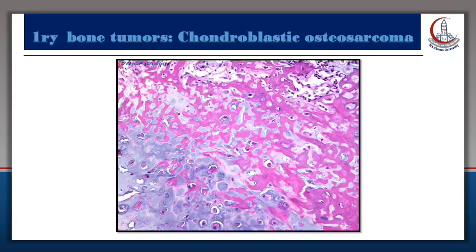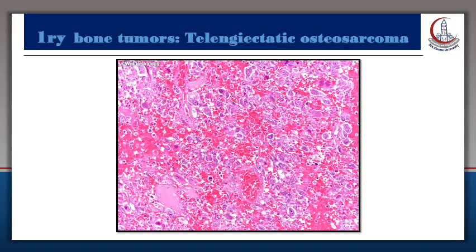This is another type of osteosarcoma called chondroblastic osteosarcoma. There is an osteoid matrix formation with an appreciable amount of chondroid matrix. Here is an aggressive type of osteosarcoma called telangiectatic osteosarcoma. It is a high-grade type with severe atypia and pleomorphism of the malignant osteoblasts.